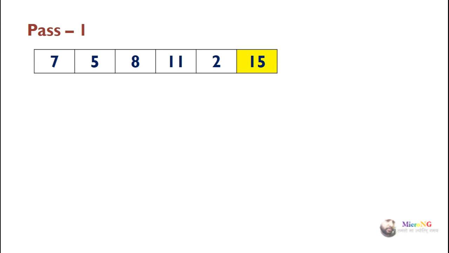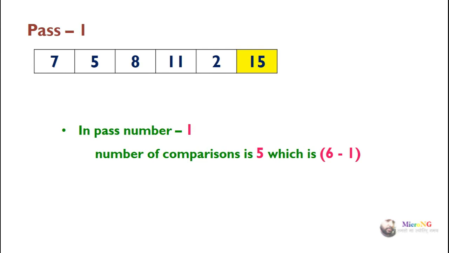So we can see that here 15 has reached the end of the array. So that becomes part of the sorted order, so we don't have to further process the last element. We can see that in pass number 1, in total we made 5 comparisons, which is related to the total numbers minus the pass number. Here the pass number is 1 and total numbers are 6. So 6 minus 1 is 5. So in total we made 5 comparisons in pass number 1.